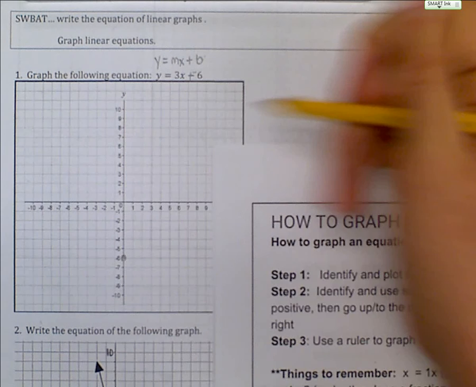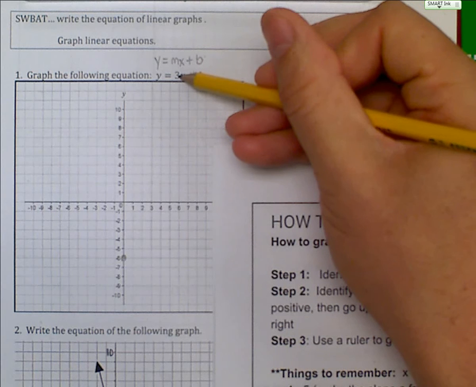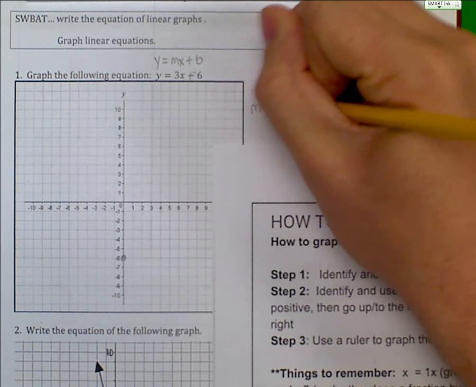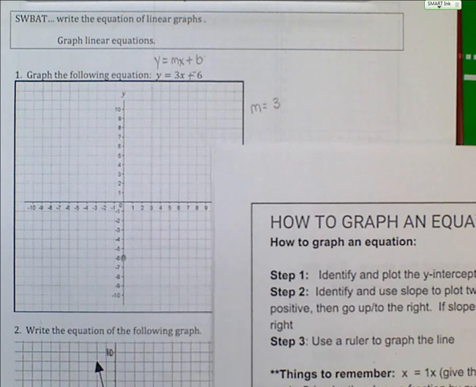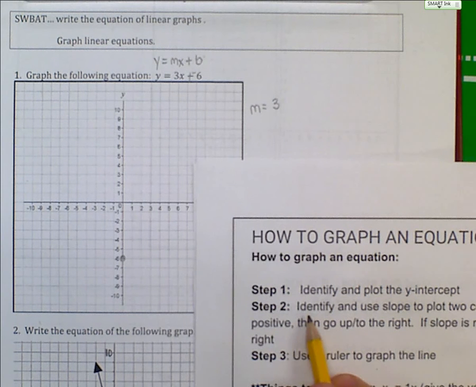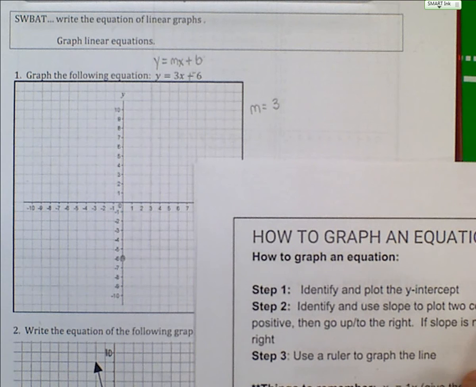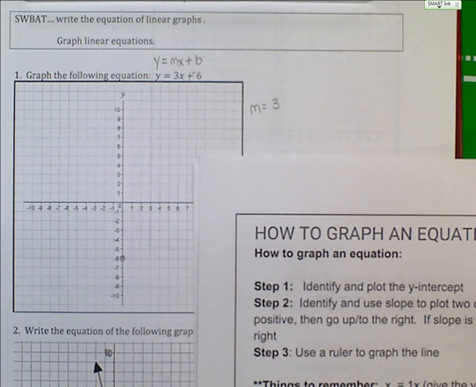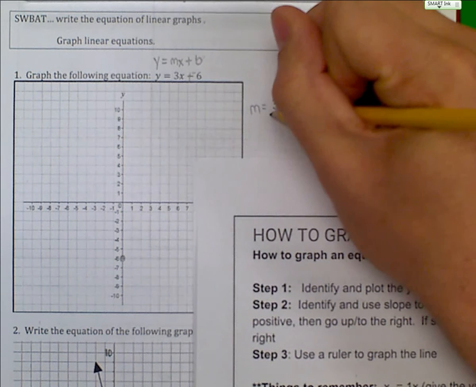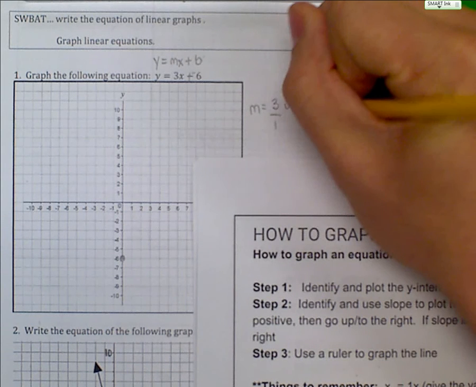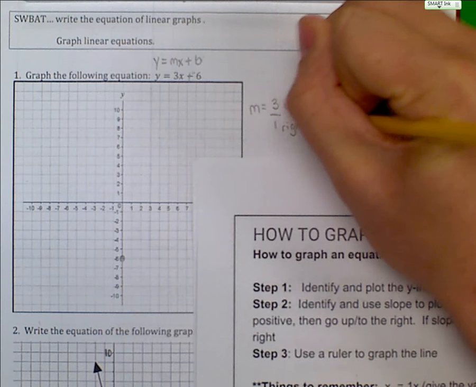And then I'm going to use my slope of 3 to generate two more coordinates. So I know my slope is 3. And I prefer when slope's in a fraction. So I'm using step 2 here, identify and use slope to plot two coordinates. We have the slope is positive, so we're going to go up and to the right. And as we said, we want a fraction, so I'm going to put it over 1 so I don't change its value. So I know to go up 3, right 1 to generate two more points.